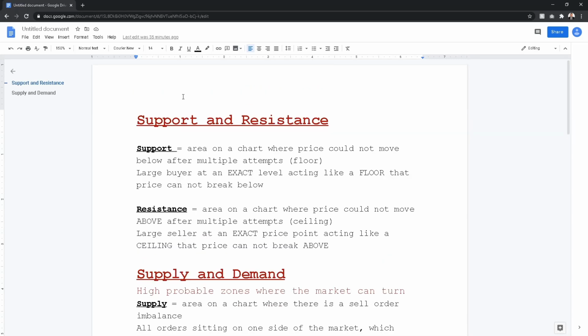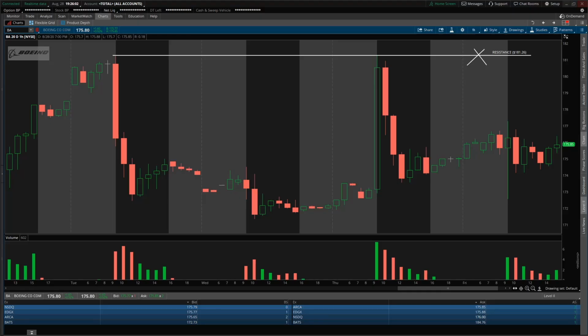So let me just show you really fast a couple support and resistance examples, and then we'll go right into the supply and demand. So here's an example of resistance, and this is on Boeing on a 1 hour chart at the $181.26 mark on August 25th, 2020. Price moved up, and that was the high on that day, and we sold off about 10 points from that high. 2 days later, price revisited that point. Boeing rallied, hit the $181.26 mark, and rejected for another 7 or 8 points to the downside.